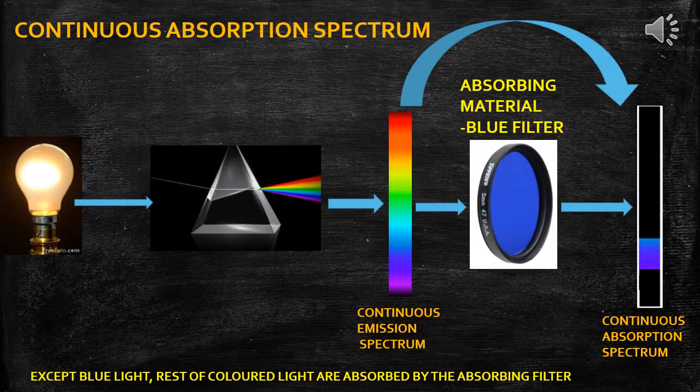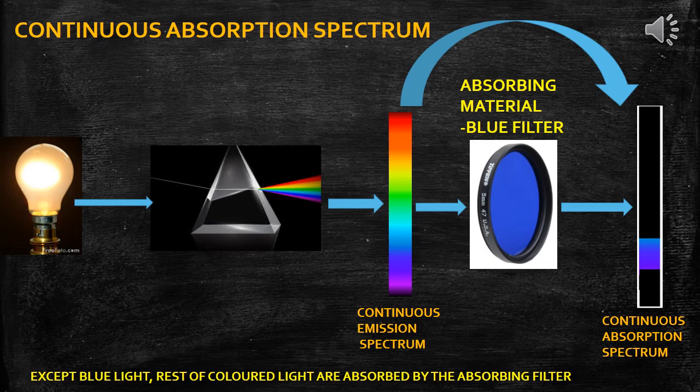The first one is the continuous absorption spectrum. Look at the experimental arrangement. You can easily understand the meaning of continuous absorption spectrum. The light from the incandescent lamp is made to be incident on the prism. After that, we are able to observe the continuous emission spectrum. Again, these 7 colors of the continuous emission spectrum are made to be incident on the absorbing material. It's nothing but a blue filter. Blue filter is nothing but blue colored glass.